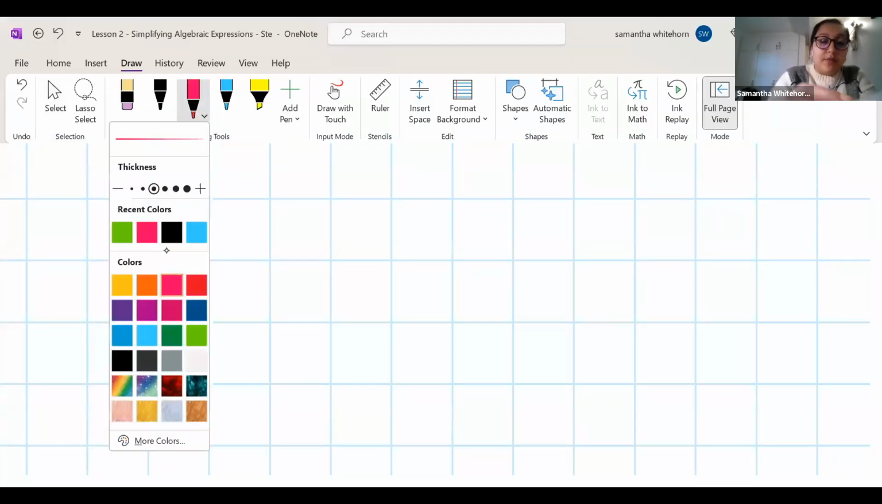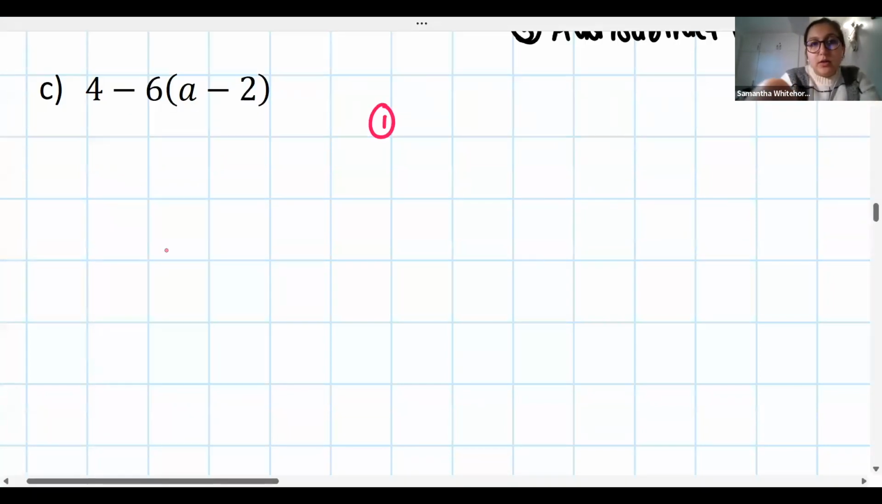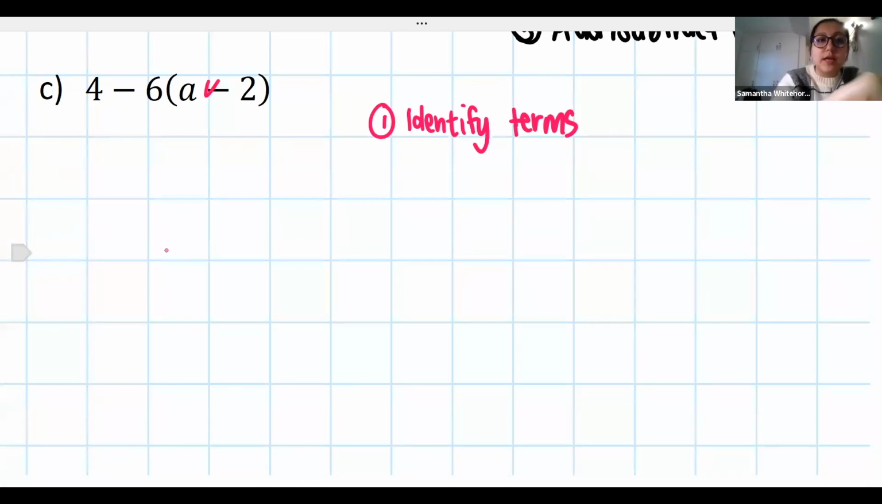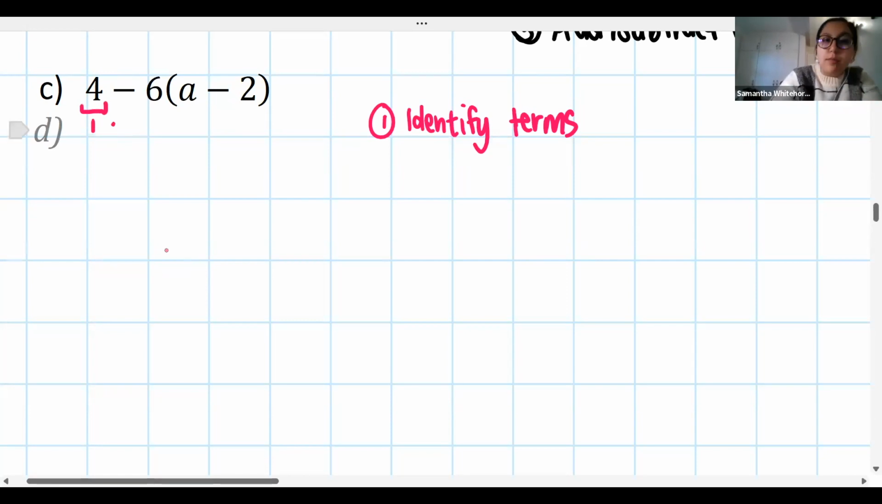So again, first thing we always do, identify our terms. We identify terms by looking for plus and minus signs. I don't care about any signs inside brackets. I only care about the one outside. So this is separating my expression into two terms, and those two terms are the 4 all by itself, and then the negative 6 times the bracket as my second term.